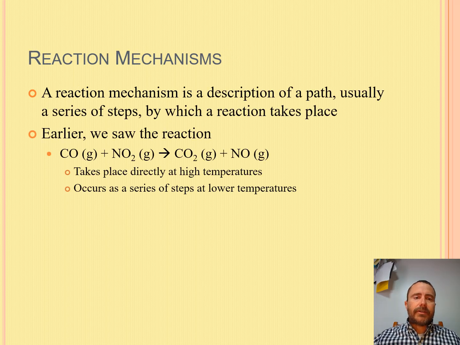So the definition of a reaction mechanism is some sort of a series of steps, usually, by which a reaction takes place. A lot of times we'll write out a reaction. Here we've got our carbon monoxide, nitrogen dioxide reaction that we've seen in some of our other podcasts. And so, yeah, that happens directly like that. We have that collision take place, and this reaction occurs at high temperatures. Right? But if we're at lower temperatures, it's not that this reaction doesn't take place. It does. It just happens over several steps.